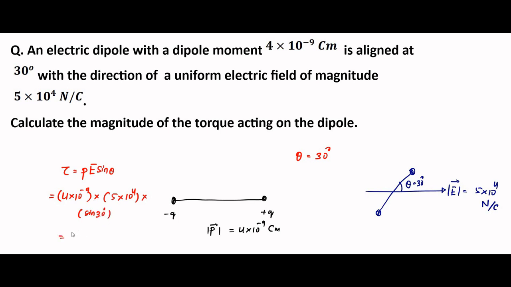So this will be equal to 1 by 2 and 5 into 4 is 20, by 2 is 10, and the powers give 10 to the power minus 4 Newton meter. Okay, so this is the torque acting on the electric dipole. So here this formula is very important. Okay, so this is it.